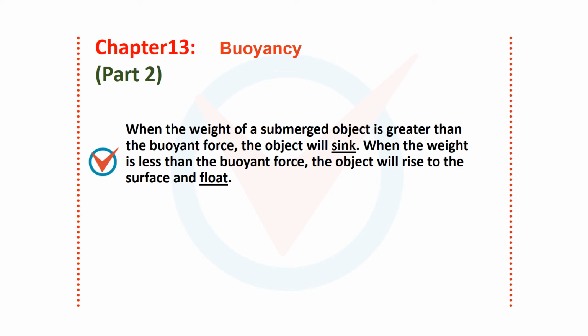Chapter 13, Part 2, Buoyancy. When the weight of a submerged object is greater than the buoyancy force, the object will sink. When the weight is less than the buoyancy force, the object will rise to the surface and float.